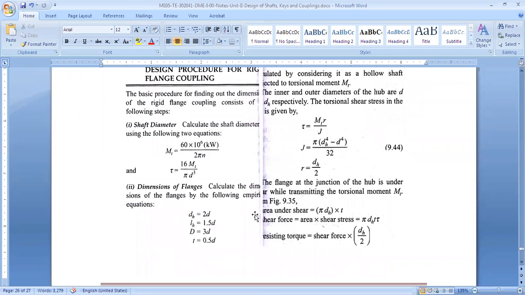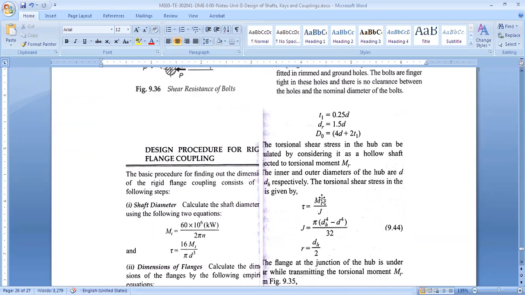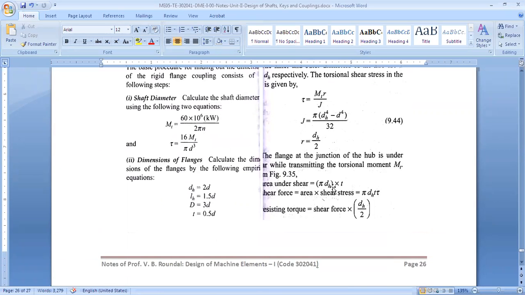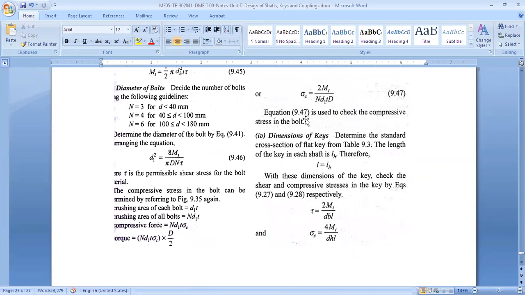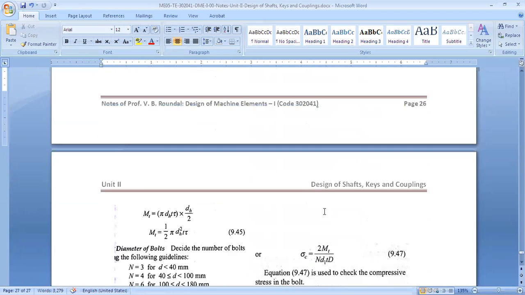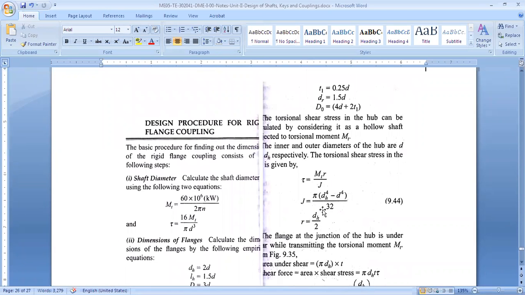First, find out the torque. Try to find out the diameter of the shaft using the shear stress equation. Find out the dimensions of flanges. Make sure that your hub and flange will not fail in shear. Find out the diameter of the bolt. Make sure that it will not fail in crushing, and find the dimensions of the key. This is the approach we are going to take for the design of a coupling.